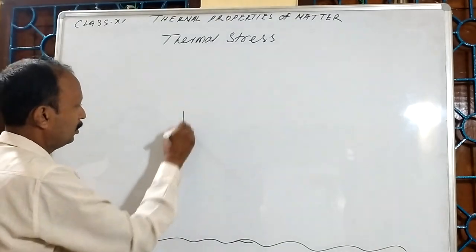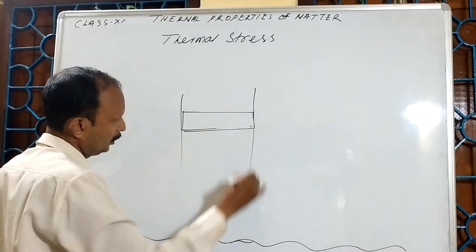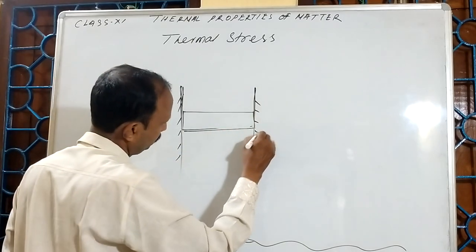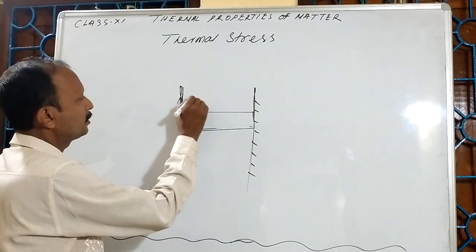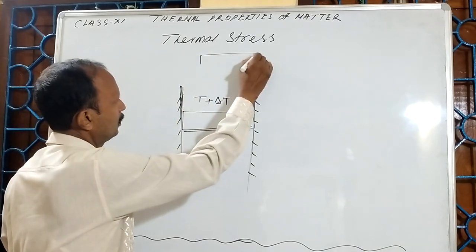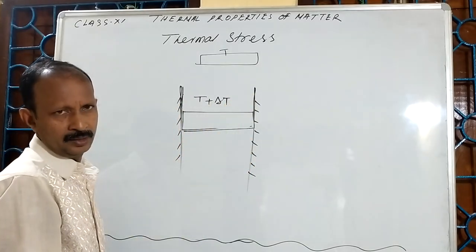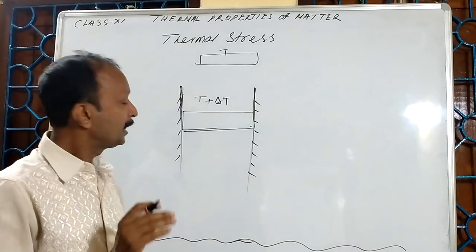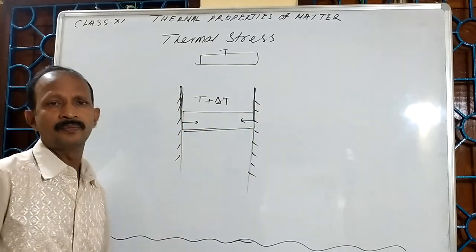Suppose the same metal rod is restricted with a rigid wall. This is a rigid wall. Now the temperature, suppose it became T plus delta T. The earlier temperature was T. Now I increase the temperature. But here there is a restriction. A rigid wall is there, so it can't expand more. The wall will apply the force like this.